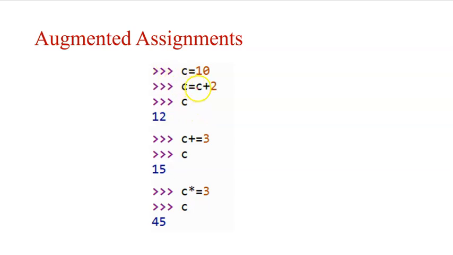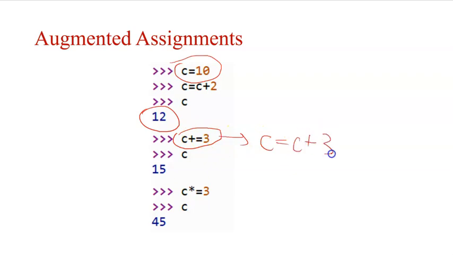Augmented assignments. It's just another example. Let's say you have c equals 10 and you want to add 2 to that, that's fine. You just write c equals c plus 2, but you can also use augmented assignments. So this is the same as c equals c plus 3, and that adds a 3 to c, which is now 15. And this is the same as c equals c multiplied by 3, right? And that's 45, because 3 multiplied by 15 is 45.